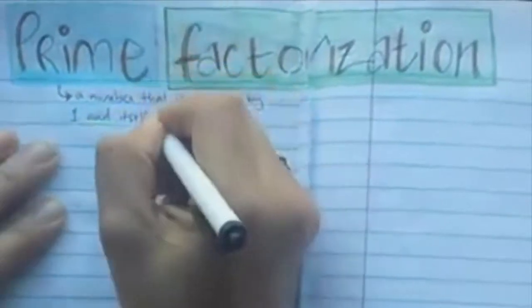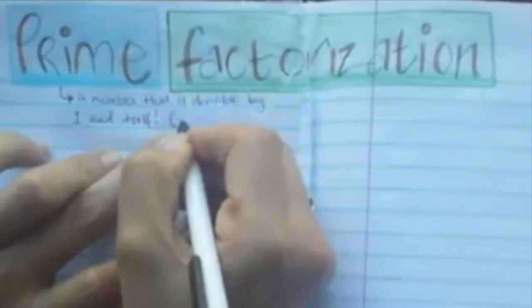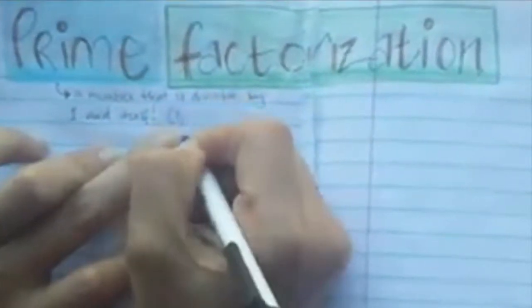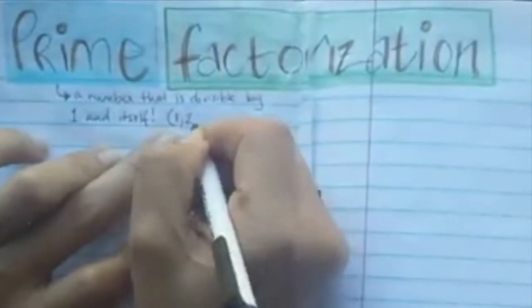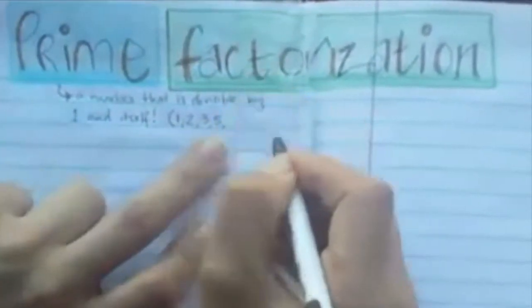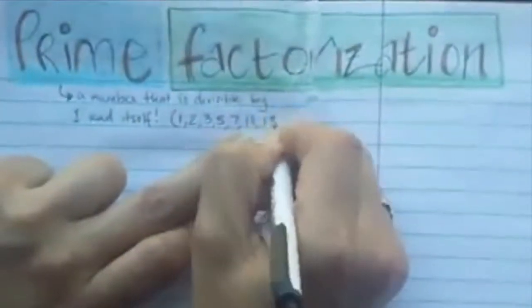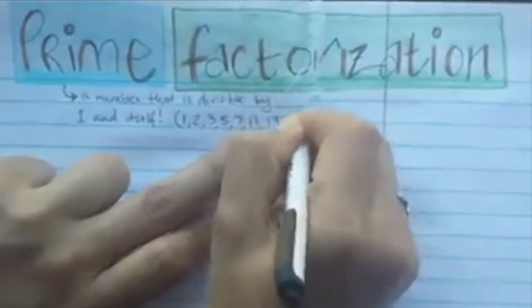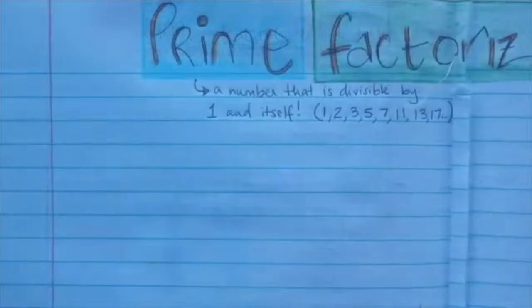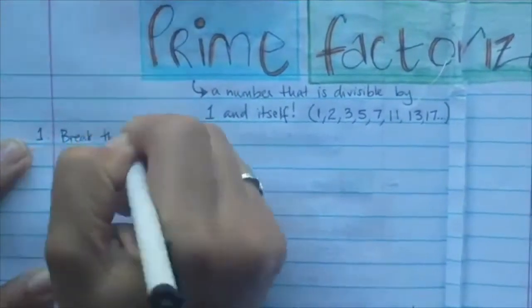Alright, so think about all the numbers. What is divisible by 1 and itself? So like 1, it's divisible by 1 and itself. 2 is divisible by 1 and 2, so that's okay. 3 is divisible by 1 and 3, that's fine. 4 is not a prime number because it's divisible by 1 and 2. 5 is a prime number, it's divisible by 1 and 5. 6 isn't, 7 is, 11 is, 13 is, 17 is. So again, divisible by 1 and itself.